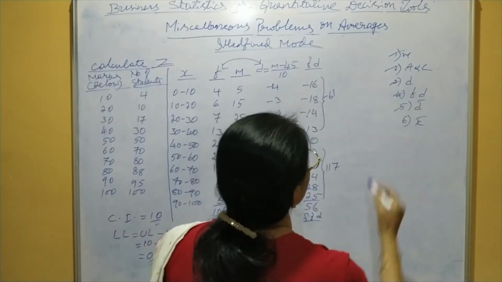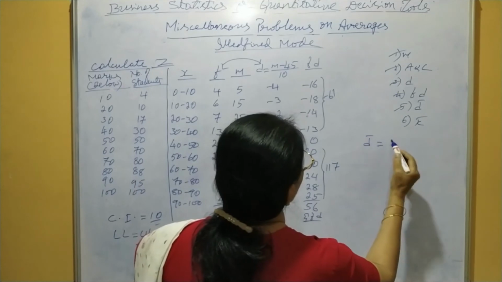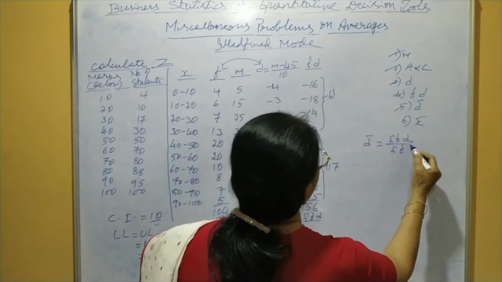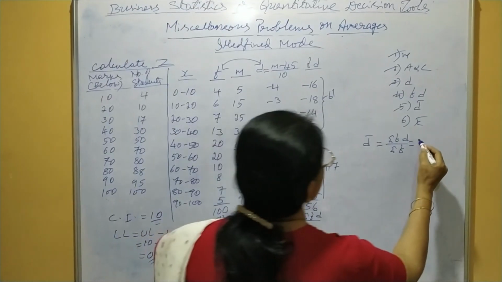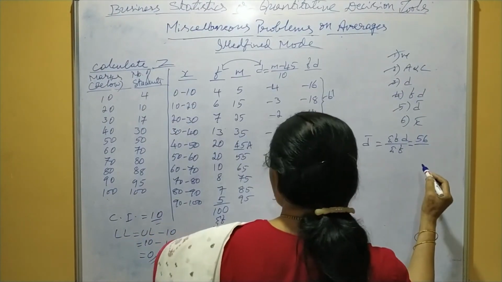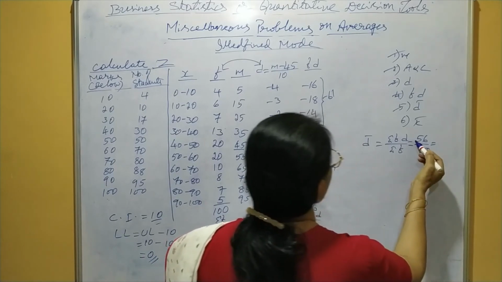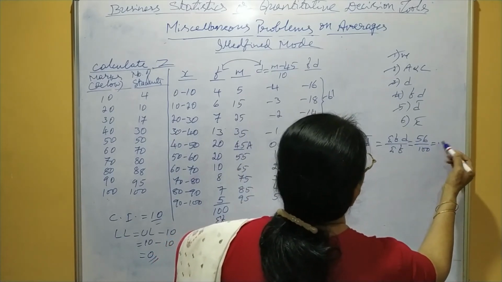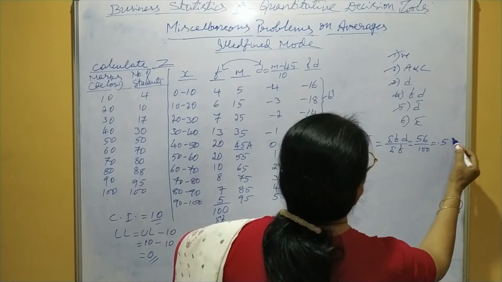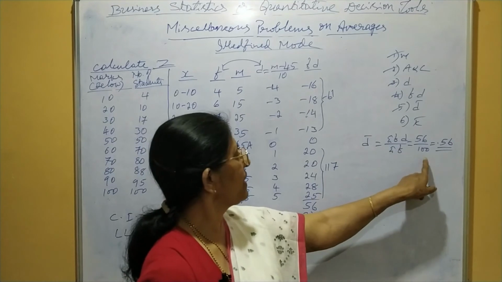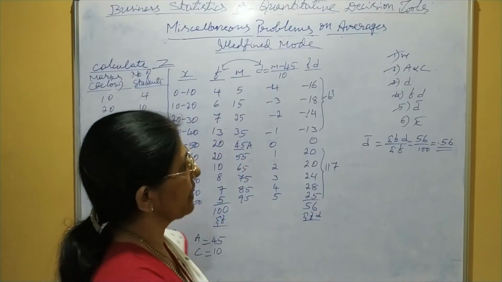Next step is D bar. D bar equals sigma FD divided by sigma F. Sigma FD is 56 divided by sigma F 100 equals, now you just put two places from the right side, decimal point, 0.56. 56 divided by 100, 0.56.